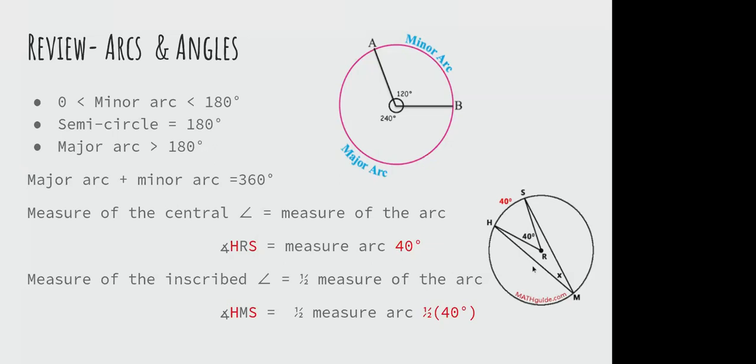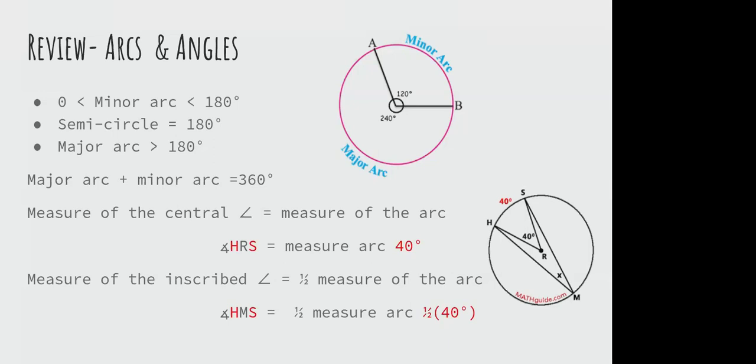But then we also have an inscribed angle. Remember, an inscribed angle has its vertex on the edge of the circle, but it is still related to the same arc between H and S. The inscribed angle is half the measure of the arc. So in this instance, the value of X would be 20 degrees, because the arc between H and S is 40. Okay? So that is where we are.